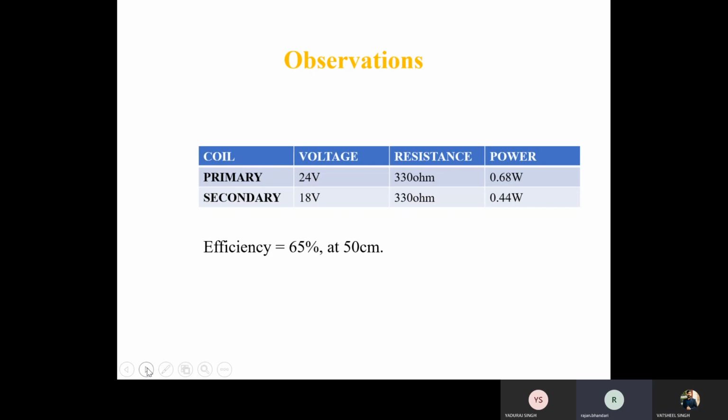Then the observation table, it is at 50 centimeter. In this table we are trying to calculate the power across the 330 ohm load, and at the primary side we are getting 0.68 watt power, and at the secondary side we are getting 0.44 watt. Then when we calculate the efficiency, it comes out to 65%.